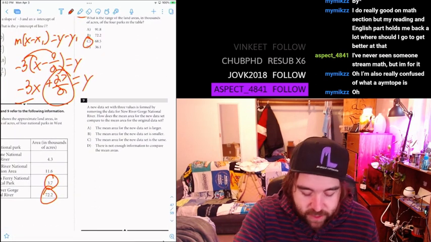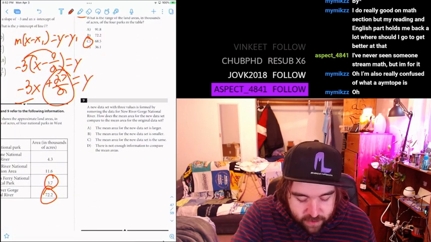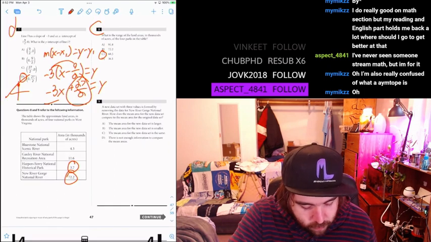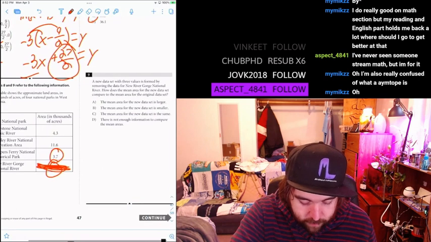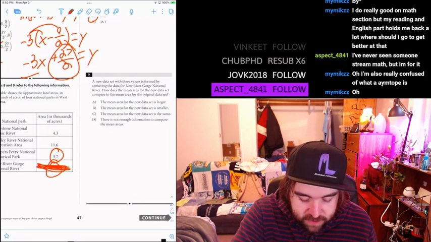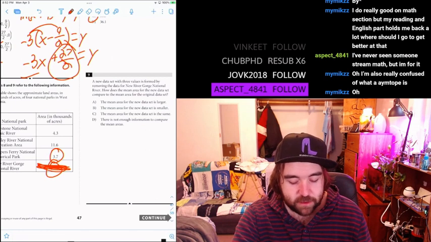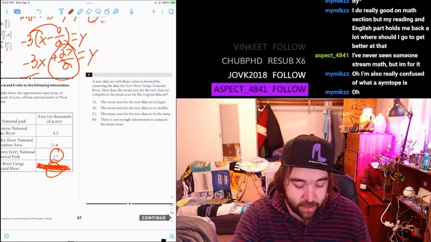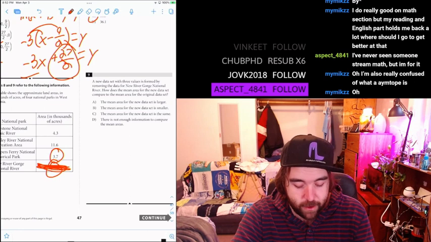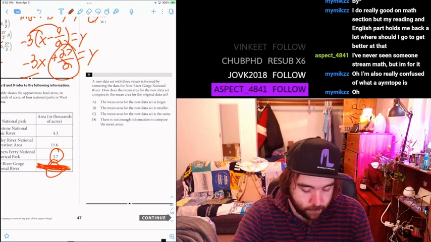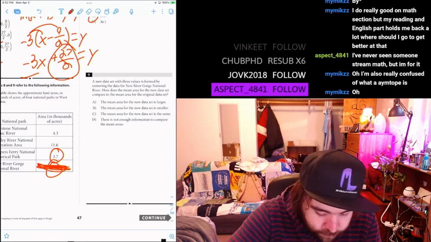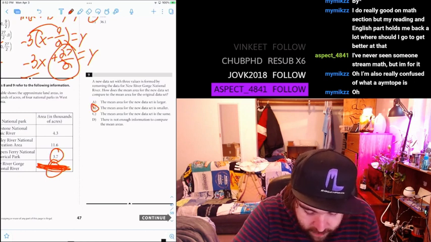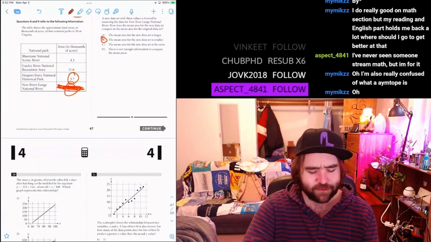All right, a new data set with 3 values is formed by removing the data from the New River Gorge. Oh, yeah, that was way bigger than the other ones, too. How does the mean area for the new data set compare to the mean for the original data set? Well, it's way lower, right? We're taking out the big outlier. So the mean is way lower. It's definitely not the same. It's definitely not larger. There's definitely enough information. Yeah, it's just way lower.